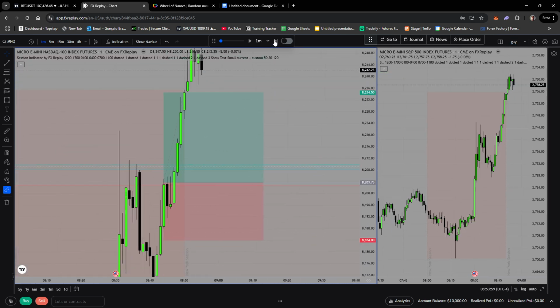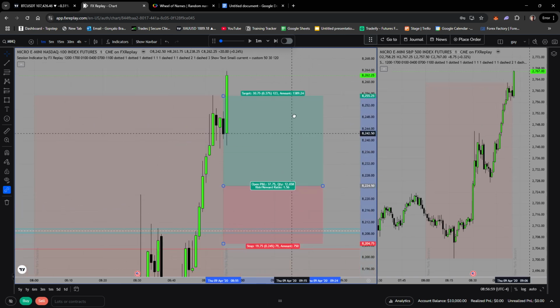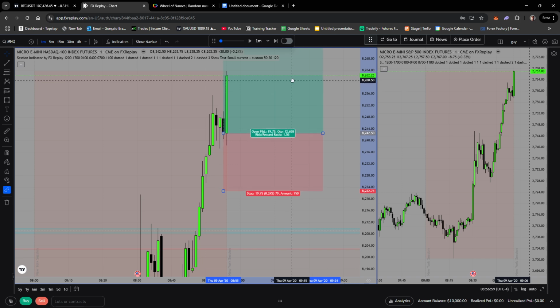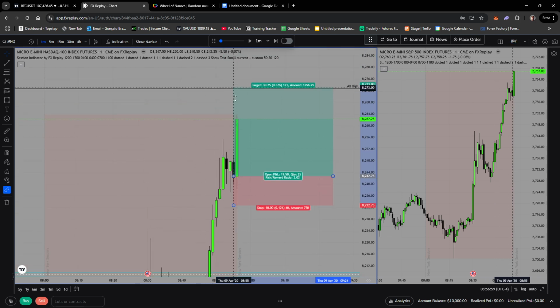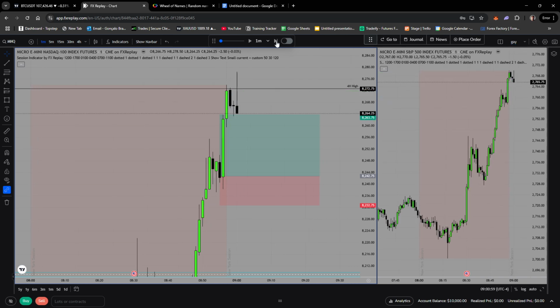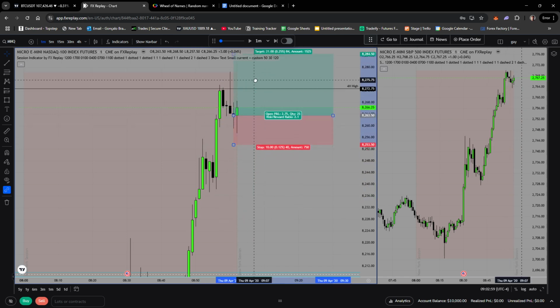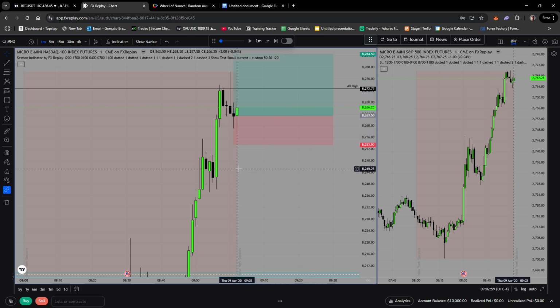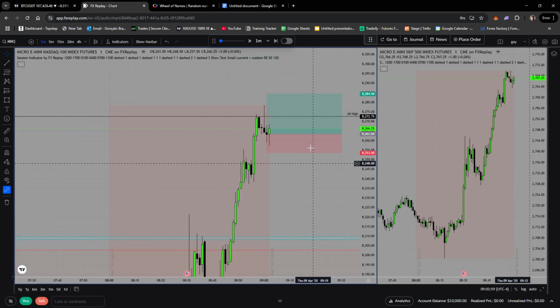Okay. Wait for a pullback. If it comes to this candle here, I'll place another position. Stop loss will be 10 points. Going for a 1 to 1.5, 2.1. Should we take this? No.